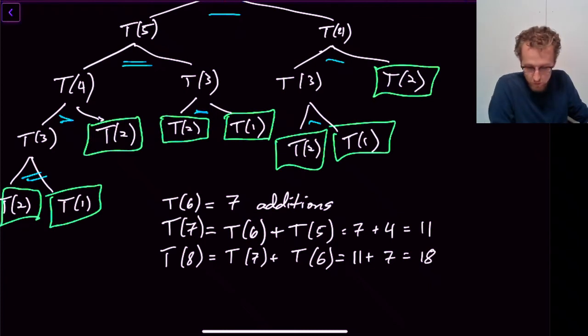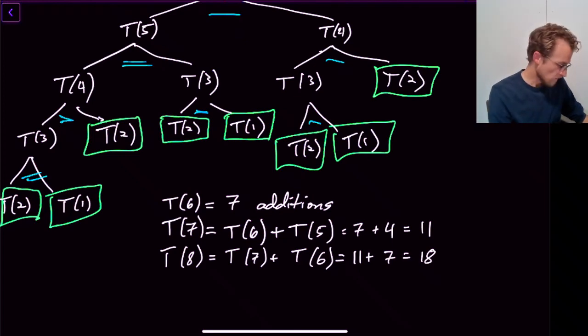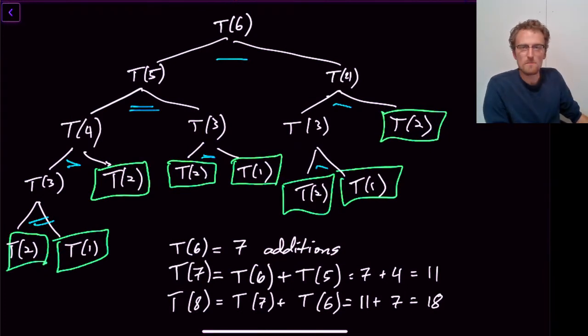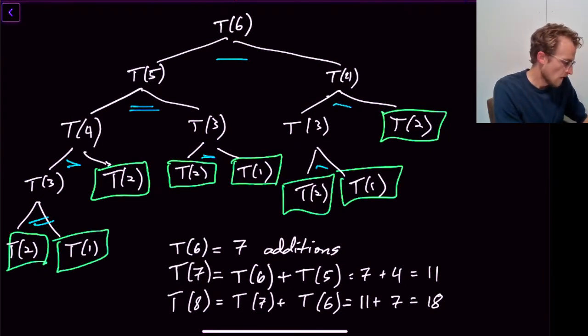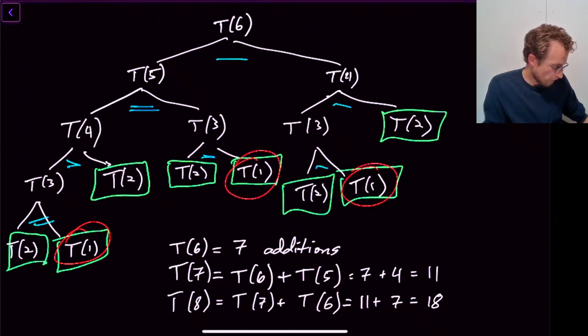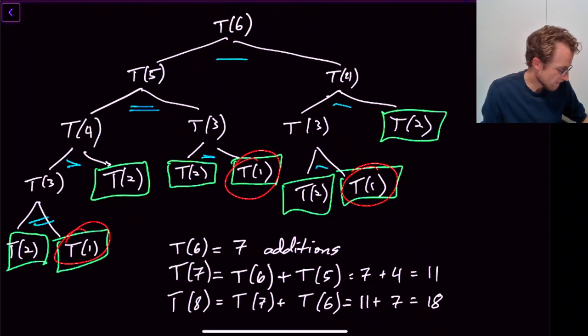All right, so what's wrong with this? Okay, so what's the issue here? What is making this algorithm slow? Well, notice that we have T of 1 circled 3 different times. Okay. Now T of 1 doesn't involve an addition, so that just by itself isn't giving us more additions.